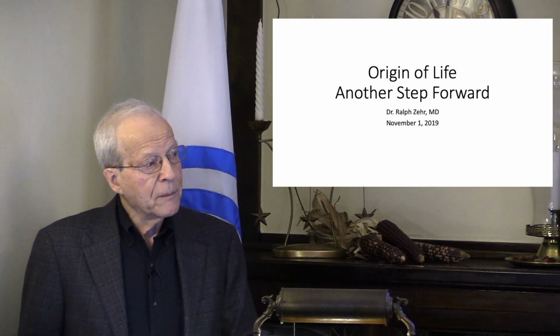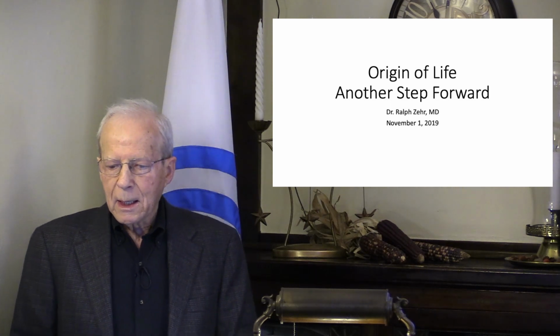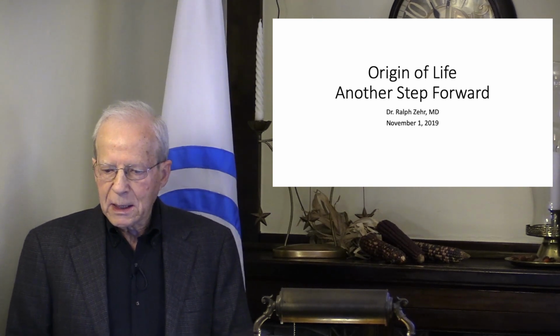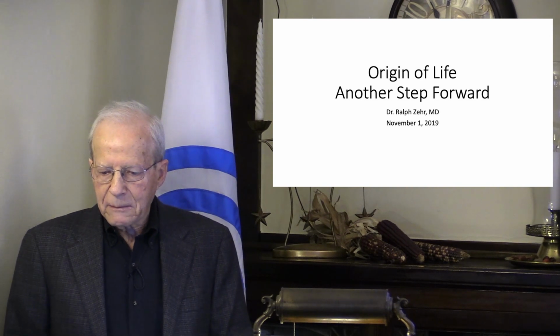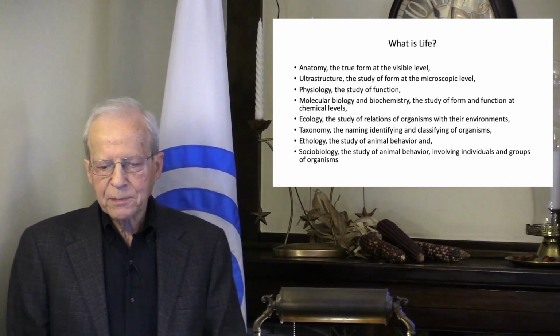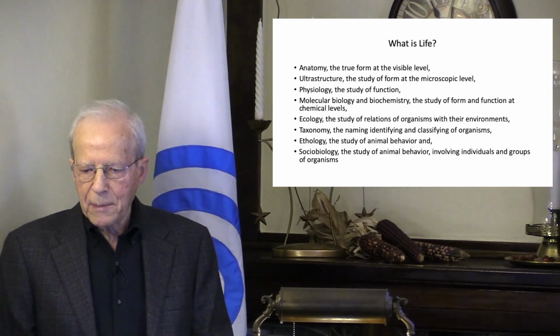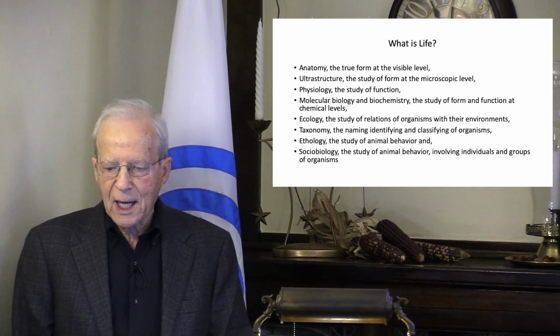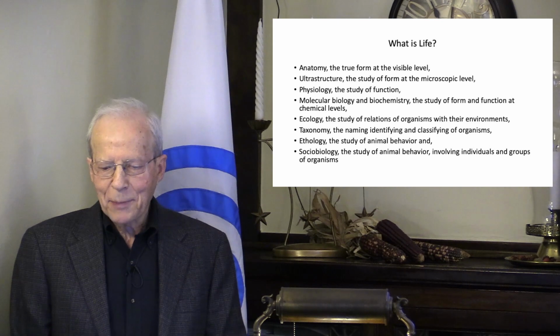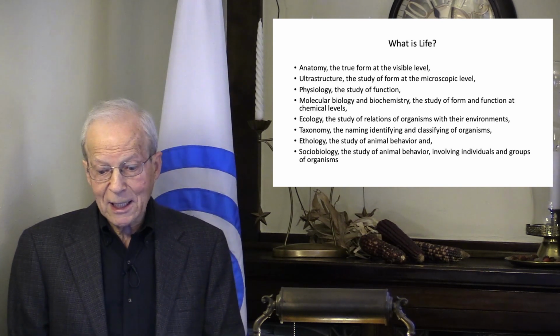We're going to discuss the origin of life, another step forward. What is life? Life has been defined in many ways, and this particular list represents major general properties of life as defined by the biological life sciences. It was actually selected from a 10-page document on Wikipedia defining life.